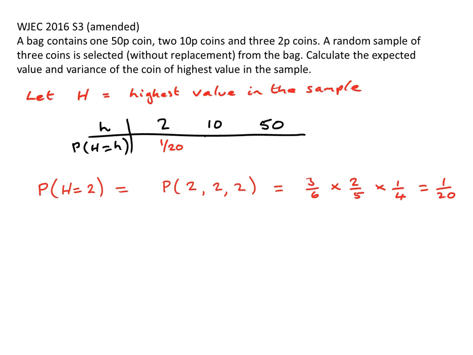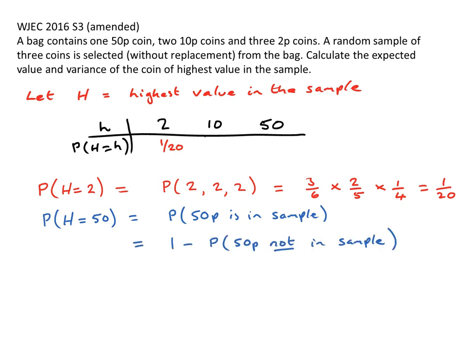We're now going to consider the probability that h equals 50, and to get the highest coin in the sample being a 50p coin, we need to make sure the 50p coin is in the sample. The probability that the 50p coin is in the sample is 1 minus the probability that the 50p coin is not in the sample.